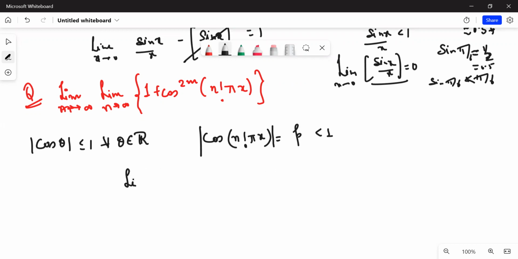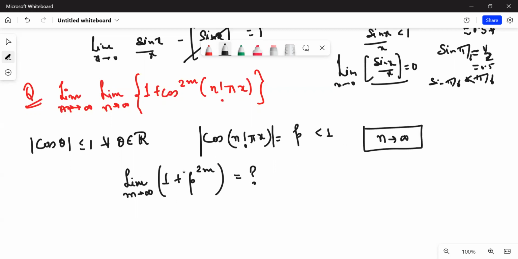Is it not effectively writing limit m tends to infinity, and this entire thing, even as large as you may take n, overall this particular term would be less than 1? So it is equivalent to writing 1 plus p to the power 2m. It is equivalent to finding this limit, where p is cos n factorial pi x, where n tends to infinity. I'm just giving you a light idea to think this way. Is that clear?